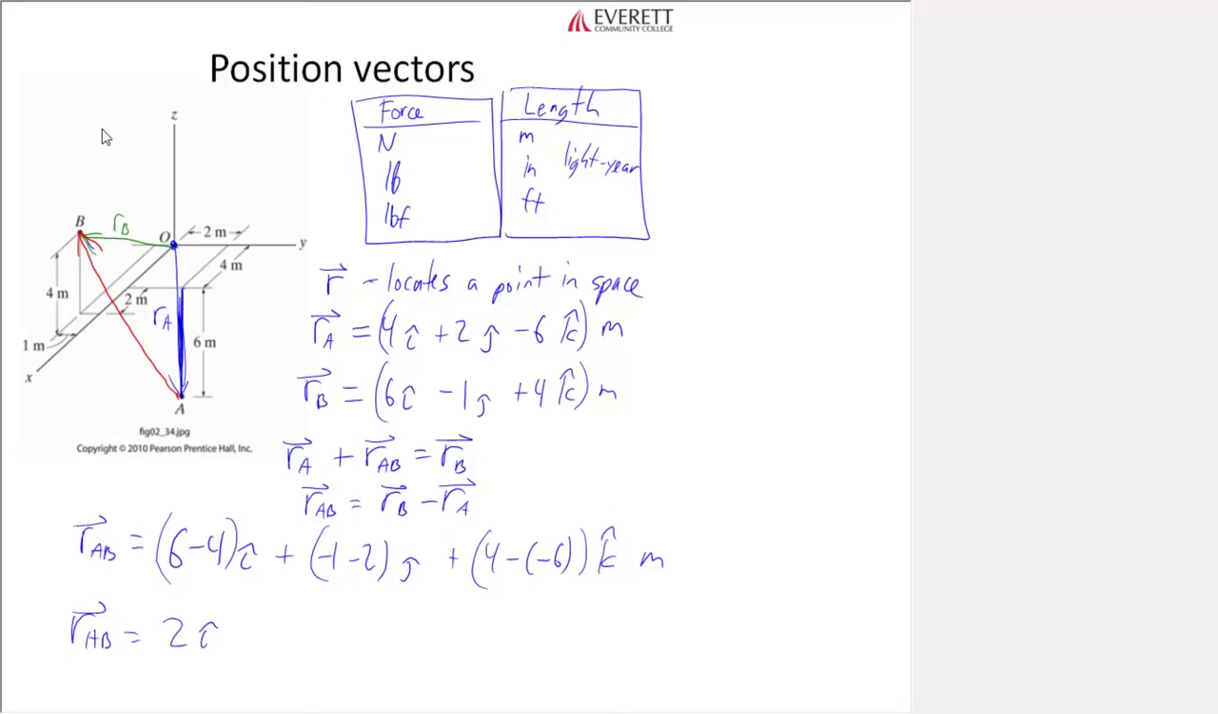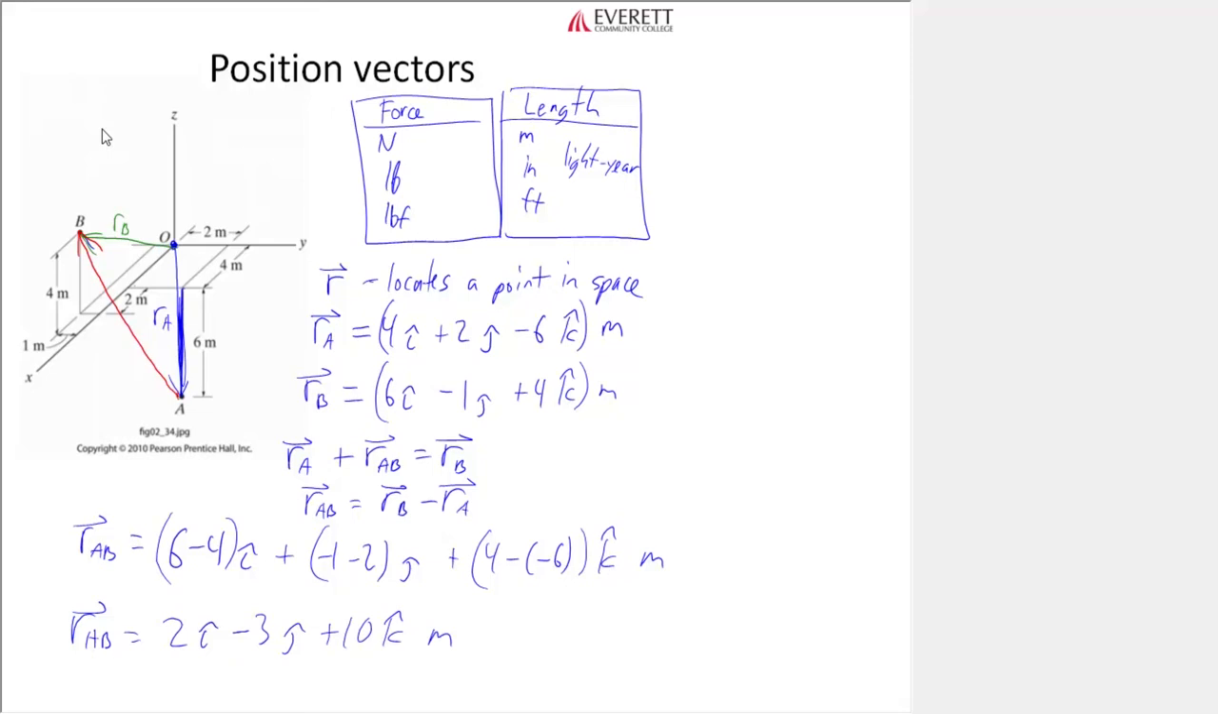2i minus 3j plus 10k. Okay, so now I was able to find out the position vector from A to B by doing some simple vector algebra. That's one way to do it.